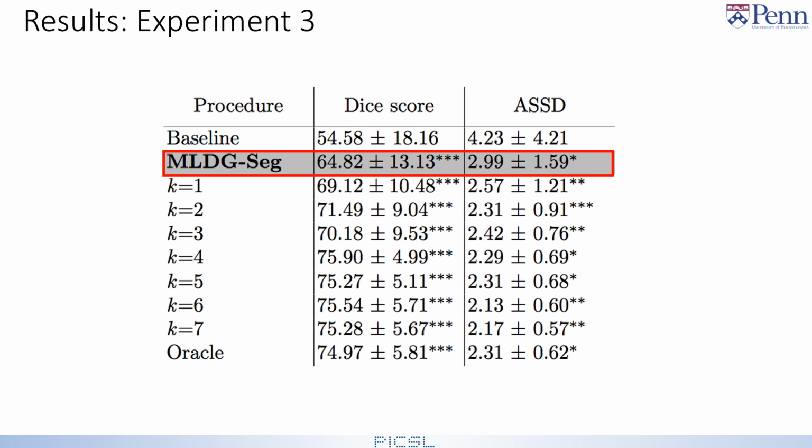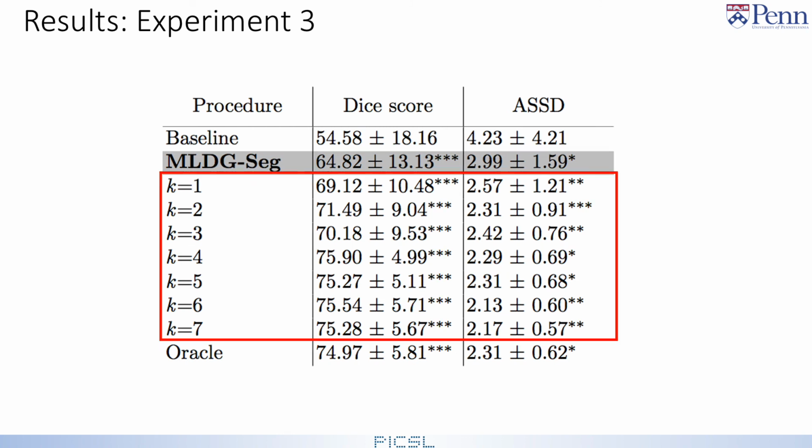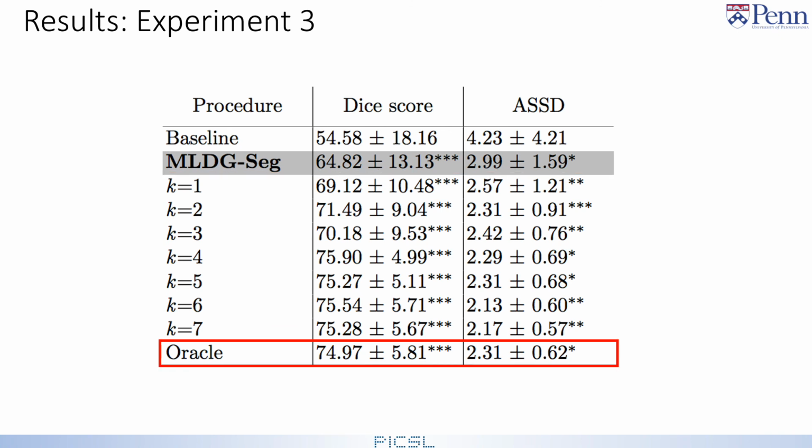In the table, we see the improved performance of MLDG sec over the baseline and consistent performance boost in the few-shard learning regime. The K-shard procedure is either on par with the oracle or outperforms the same for K equals 4, 5 and 6. Here the oracle performs better than most of the procedures, which is due to the fact that the training set for the oracle is relatively larger than in experiments 1 and 2.